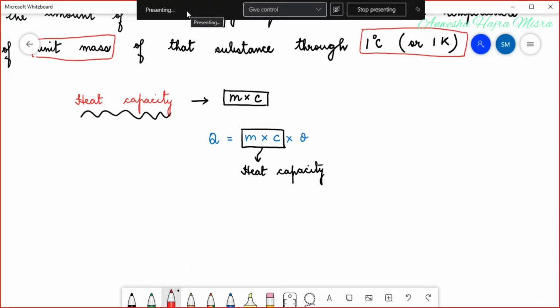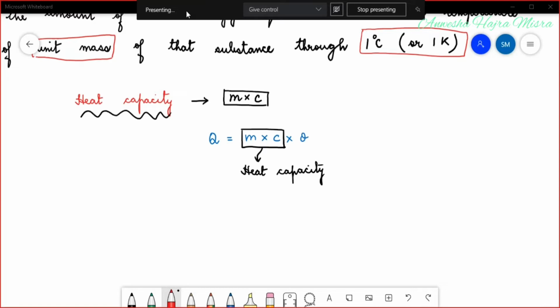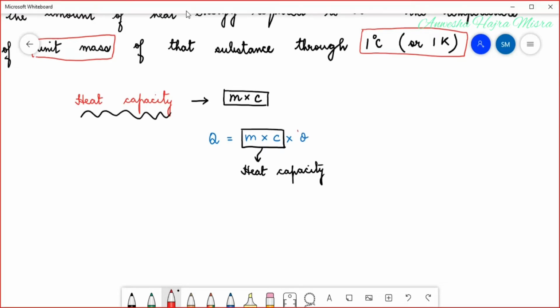So, how do you define this heat capacity? If theta is equal to 1 degree Celsius or 1 Kelvin, then Q is equal to the heat capacity.